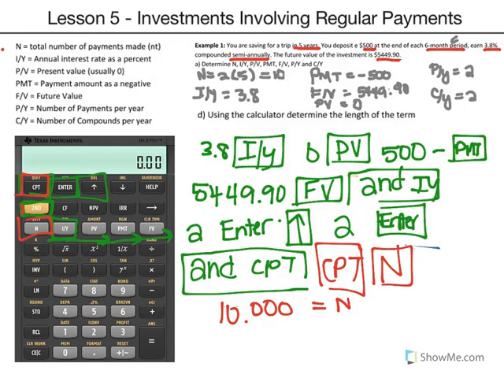If you have to determine how many payments you made per year, we know that we did this for 5 years, so we divide this by 5 and you get that there are 2 payments per year.